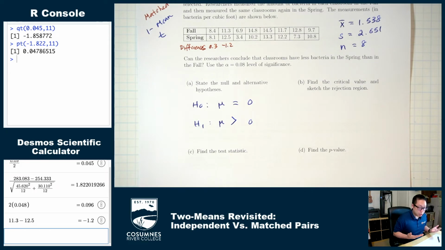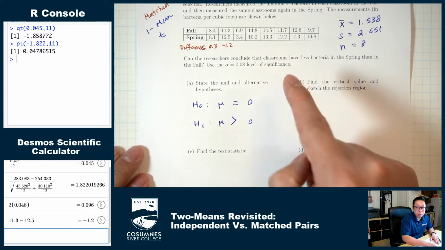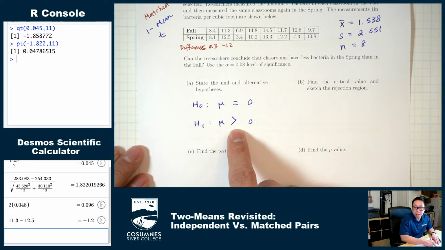Now, the reason why I say it's tricky is because if you read the question, it says, can researchers conclude that classrooms have less bacteria in the spring than in the fall? So if you just latch on to the word less, you may be tempted to say less than here, right? But it's not. It's going to be greater than.